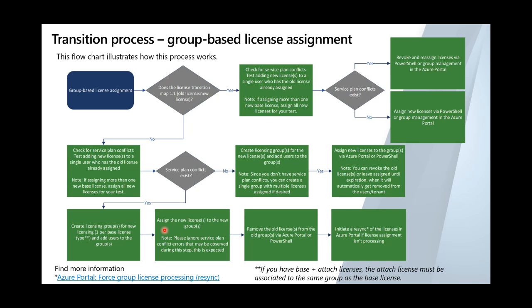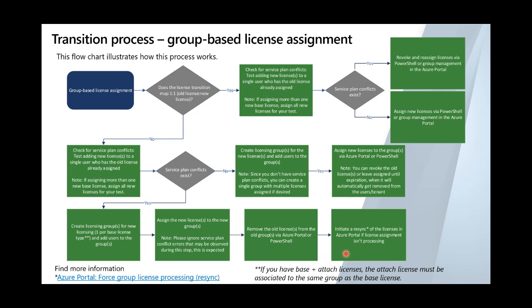And you can ignore any service plan conflict errors that may show up during the license assignment in this step. Again, those are expected. And then next, you'd remove the old licenses from the old group. And then finally, you'd monitor the status of the license assignment on the new groups by accessing the licenses area of the group, as we mentioned in the previous scenario.